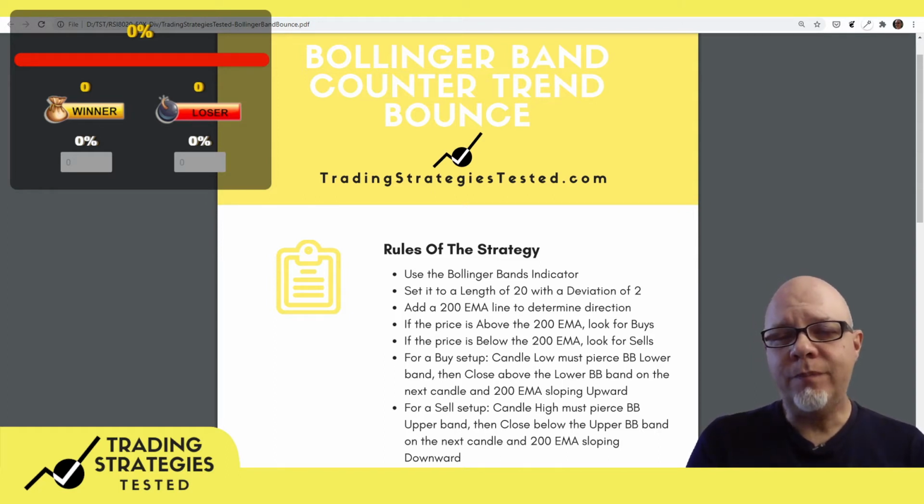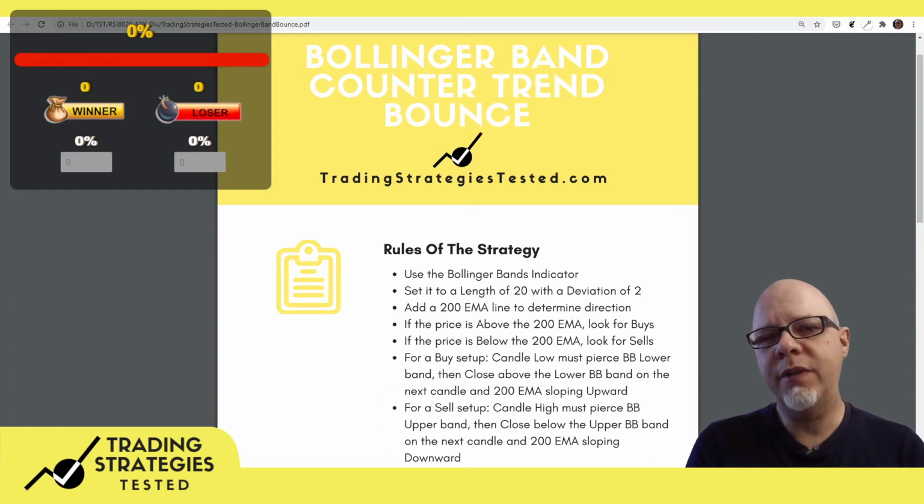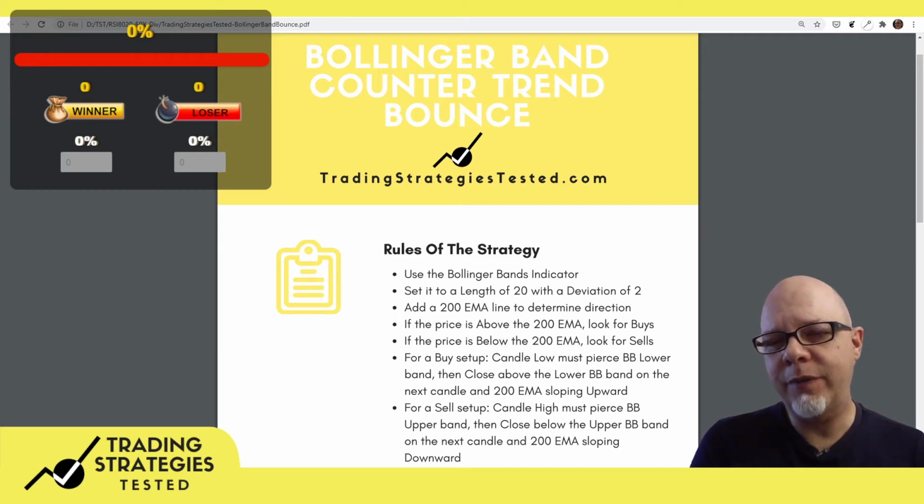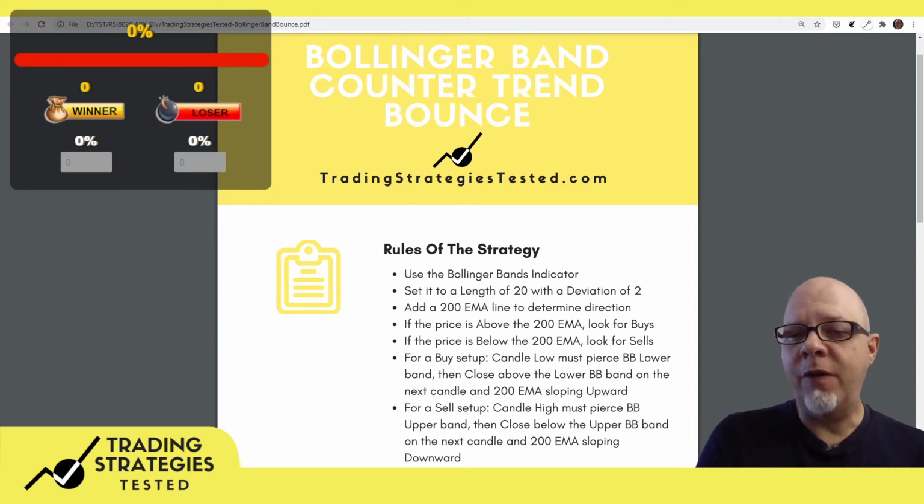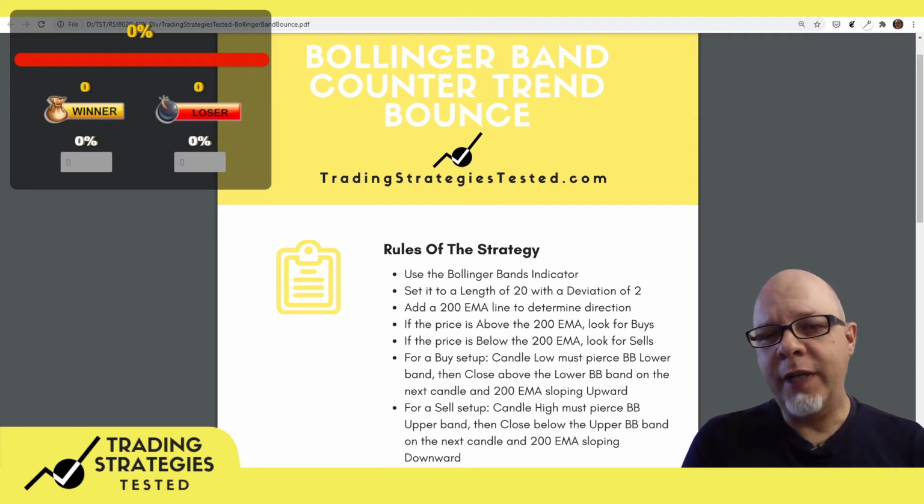To use this strategy, we're going to set the Bollinger to a length of 20, the deviation of 2, and we're going to add a 200 EMA line to determine the direction. The important part of this strategy is that we are not only going to look at whether price is at a point where it is, statistically speaking, very far from where it normally is, but that it is also doing that counter to the trend. In other words, bouncing off the trend, and those two things together make for quite a powerful combination.